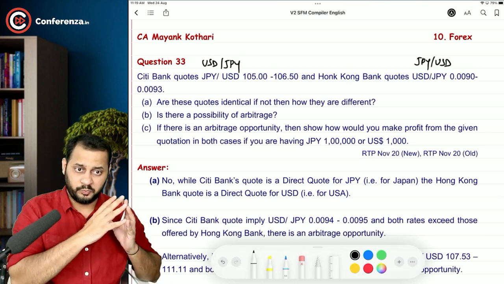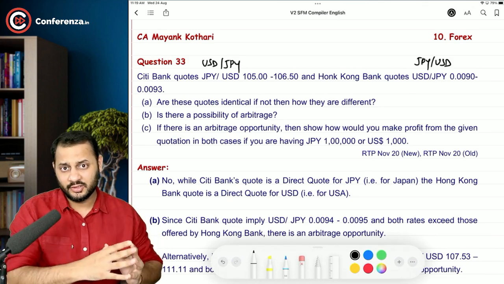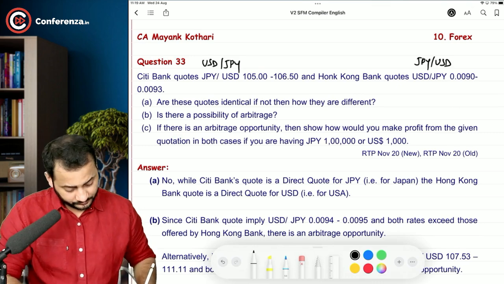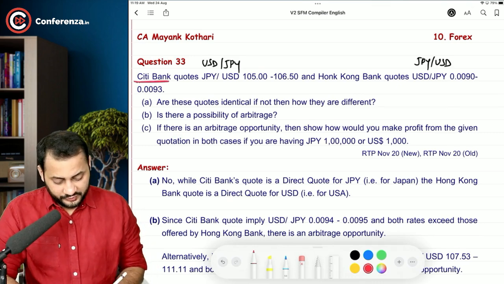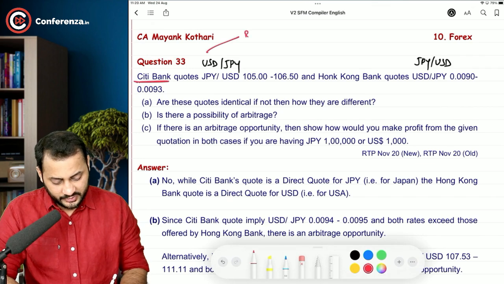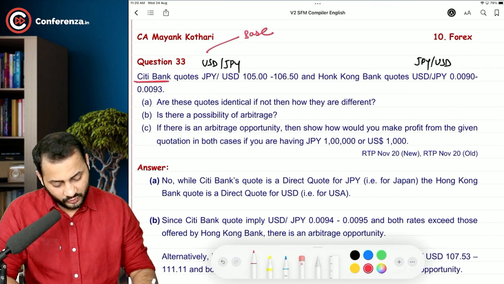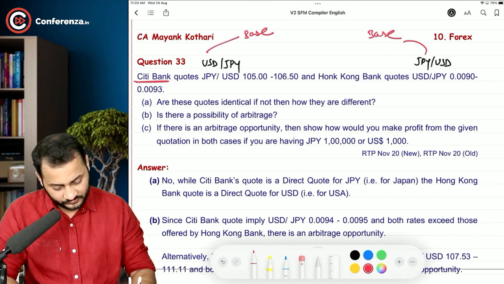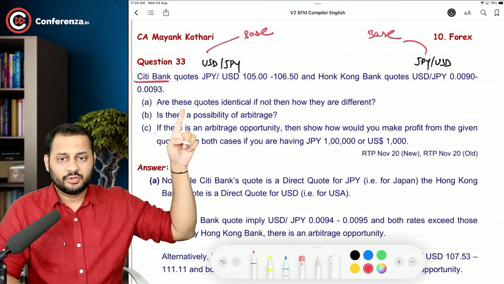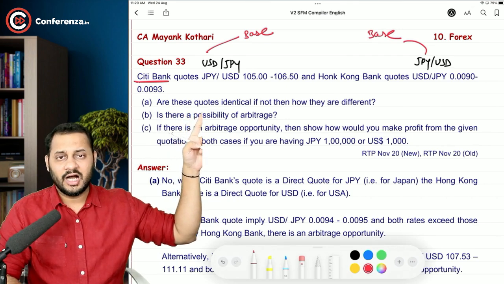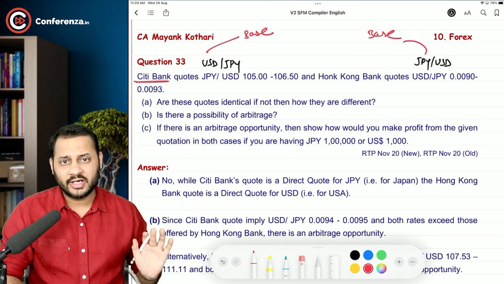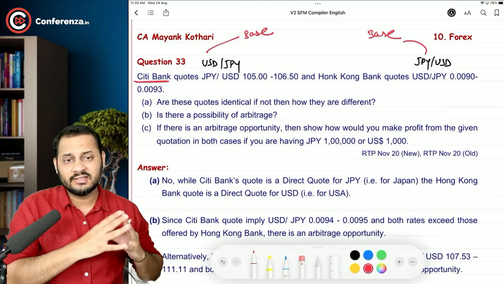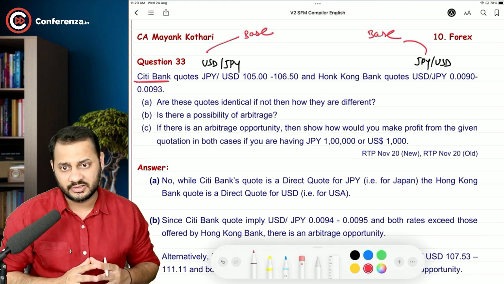So $0.0090 per Japanese yen is also reasonable. Now, the quote of Citibank states that the dollar is the base currency, but the quote of Hong Kong Bank states that Japanese yen is the base currency. Are these quotes identical? If not, then how are they different? No, sir, these quotes are not identical, because one quote has USD as the base currency and the other quote has Japanese yen as the base currency.